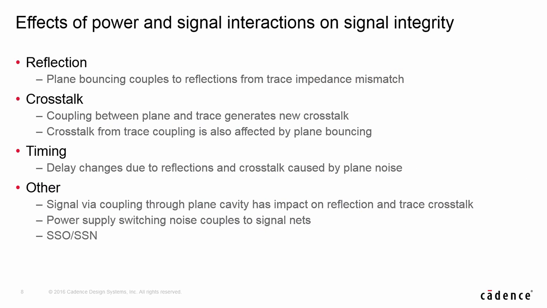Now the question is, how do we make the sign-off flow valid again by identifying power noise introduced problems? First, we need to understand that power noise couples to the signals and will change all classic SI problems, such as reflection, crosstalk, and timing. Then, of course, SSN and power supply switching are typical.